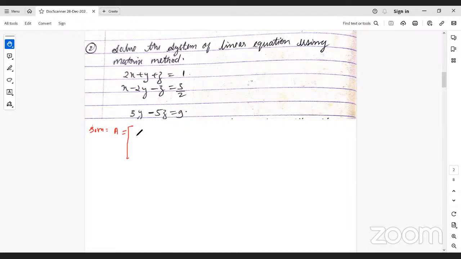Now see, in the first and second equation, the x coefficient is 2, 1. In the third equation there is no x coefficient. When there is no x term or y term or z term, you need to consider it as 0. Similarly, in the first equation the y coefficient is 1, in the second equation it is 2, and in the third equation it is 3. Similarly, the third column will consist of 1, -1, and -5. So this is the matrix A.